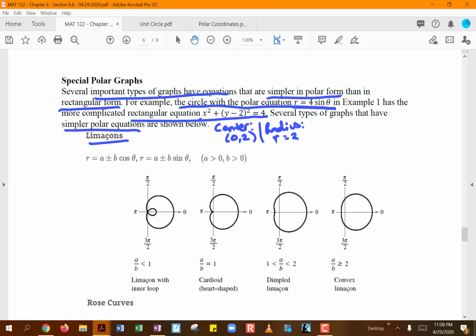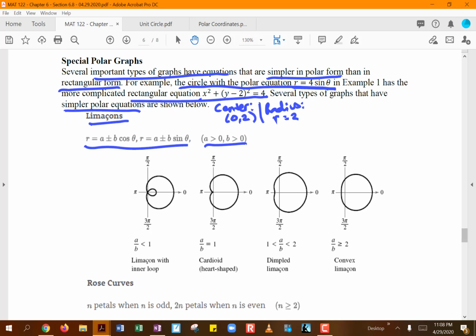So we've seen a couple different Limacons over here. Remember, Limacons are going to be of this form: r equals a plus or minus b cosine of theta, or r equals a plus or minus b sine of theta. Both a and b have to be positive values. Depending on the relationship, but I usually look at it as a being less than b, or b being greater than a, you will have a Limacon with an inner loop. If your a value is equal to your b value, you will have this heart shape or cardioid shape of a graph.